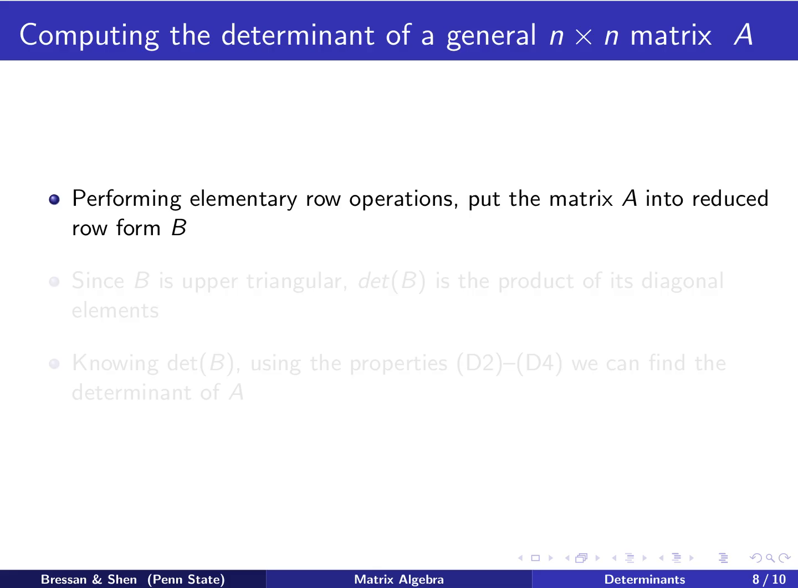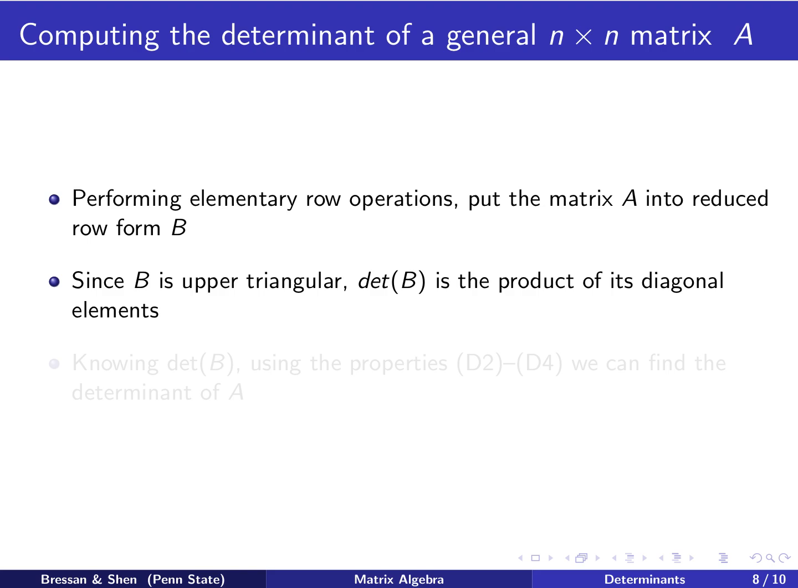Okay, so these properties now provide us an algorithm to compute the determinant of a general n by n matrix. What we will do is perform elementary row operations on the A matrix, and eventually put the matrix A into a reduced row form. Let's call that matrix B.